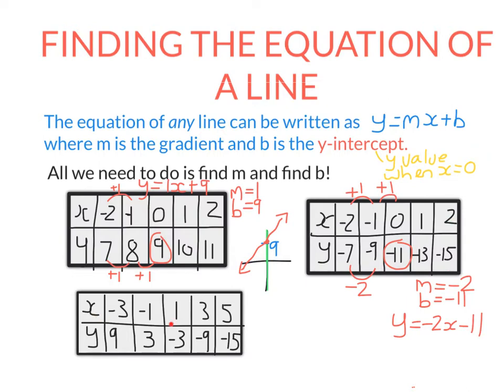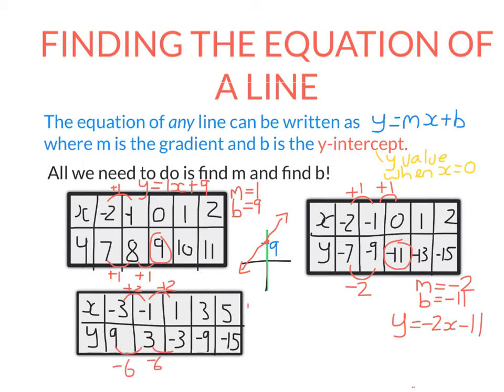All right, let's look at this one here. This is a bit tricky because once again, x is not going up by 1 each time. It's actually going up by 2. But we learned how to deal with this situation in the lesson on the gradient. So each time x goes up by 2, y goes down by 6.